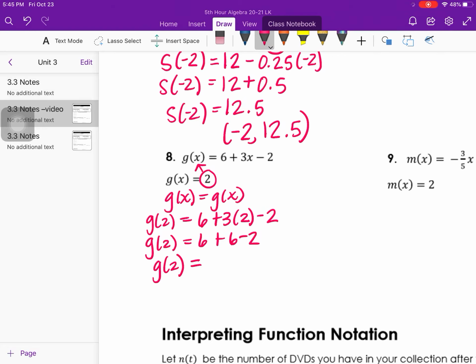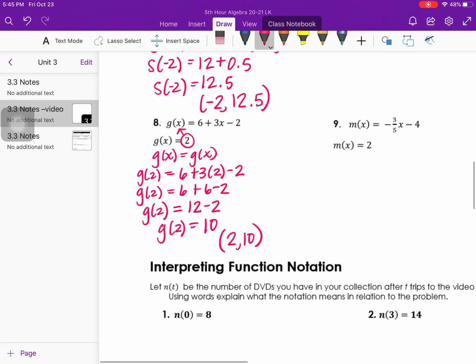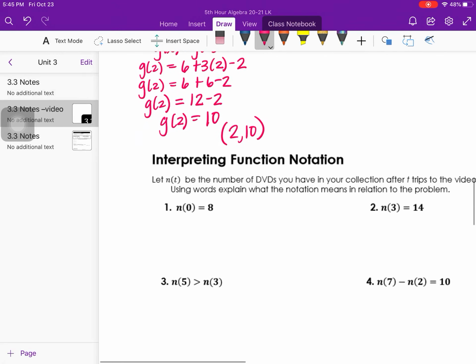So the value of the function g at 2, when the input is 2, 12 minus 2, the value is 10. So that would give me the ordered pair, 2, 10. So you go ahead and try number 9.